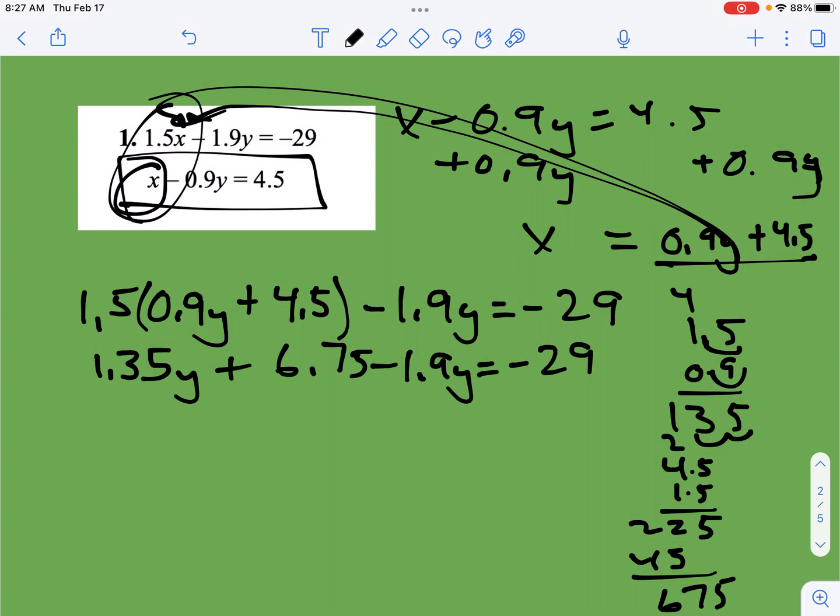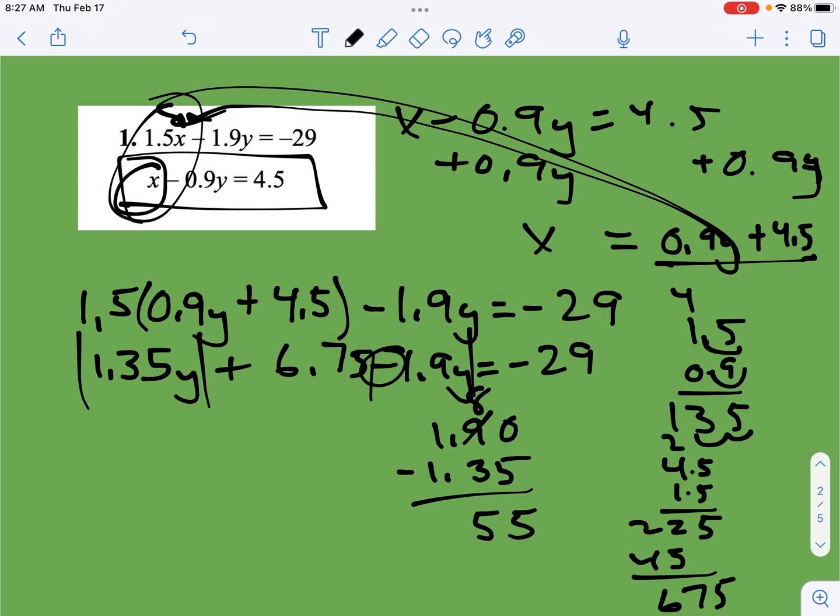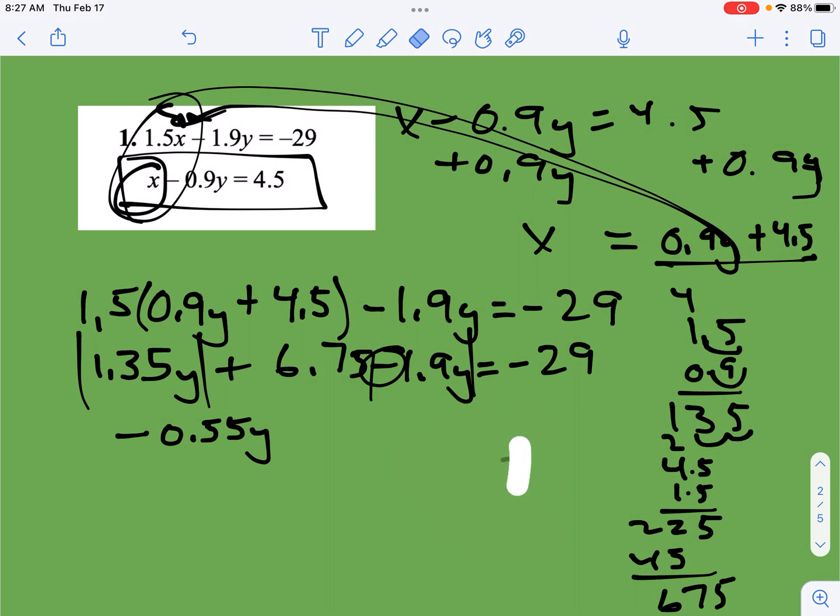Now I have to do 1.90 minus 1.35 and make that result negative when I'm finished, because the absolute value of this is bigger than the absolute value of that, meaning this one gets to keep the sign. So we have 5, and then that's going to be 0. So we have negative 0.55y, plus 6.75 equals negative 29.